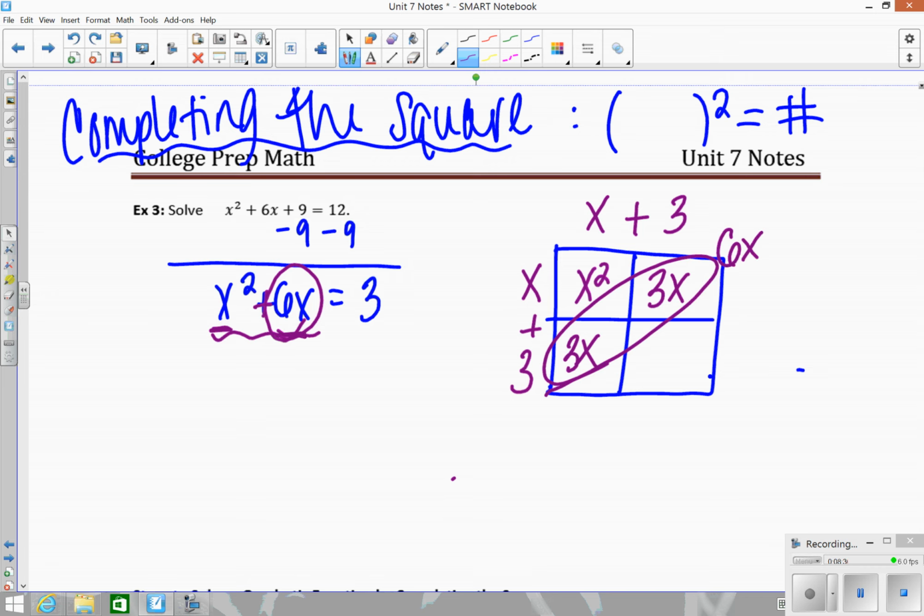So far, I've created this expression, x squared and 6x, and I created the sides of my box because those are going to end up being the factors. Then whatever number I multiply and get right here, that's the number I need to add to both sides of my expression to complete the square. So if I add 9 to both sides, you end up with x squared plus 6x plus 9 equals 12.